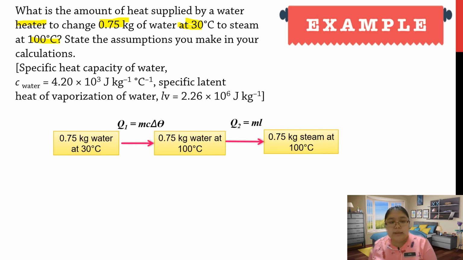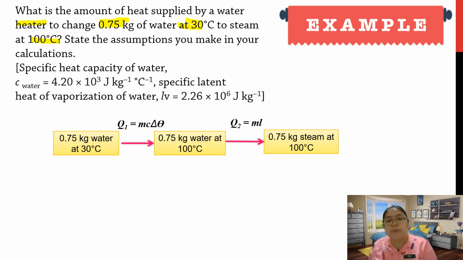Okay, when starting, there's 0.75 kilogram of water at 30 degrees Celsius. Then after that, you need to make it become steam at 100. For this one, same situation, we cannot change both together. We cannot change the temperature and also change the phase together. We need to do either one. We need to separate. So from here, we go and choose water at 30 degrees Celsius.